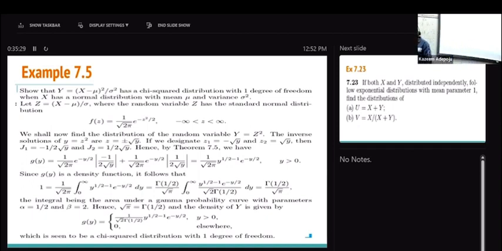Take a look at that. Square root of 2 pi. Oh, sorry, there's 1 over 2 here. This guy, what has happened? That's a chi-square distribution. This is a chi-square distribution with 1 degree of freedom. We've already proved that.